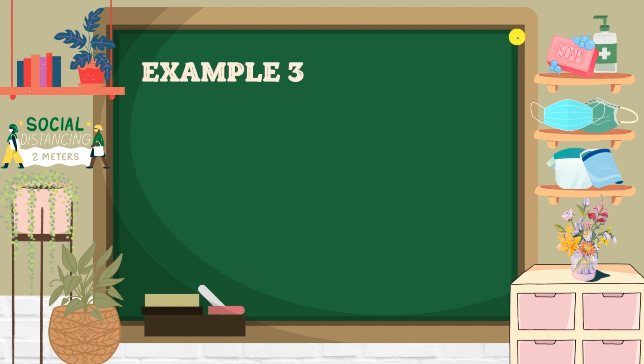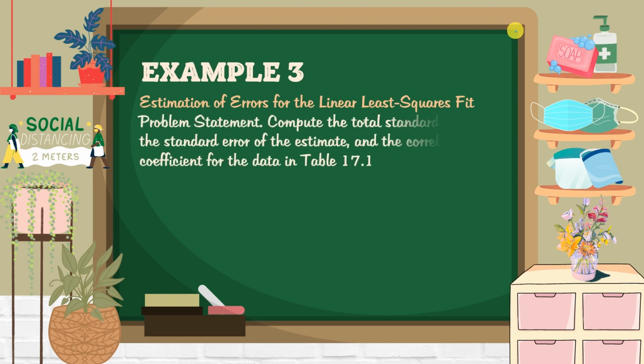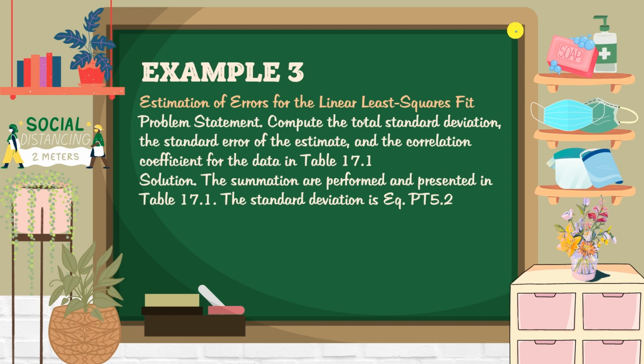In order to clearly understand the estimation of errors for the linear least squares fit, or the linear regression, we'll have here a problem statement. Compute the total standard deviation, the standard error of the estimate, and the correlation coefficient for the data in table 17.1. If you recall, table 17.1 represents the computation of an error analysis of the linear fit or linear regression. For the solution, the summations are performed and presented in table 17.1.